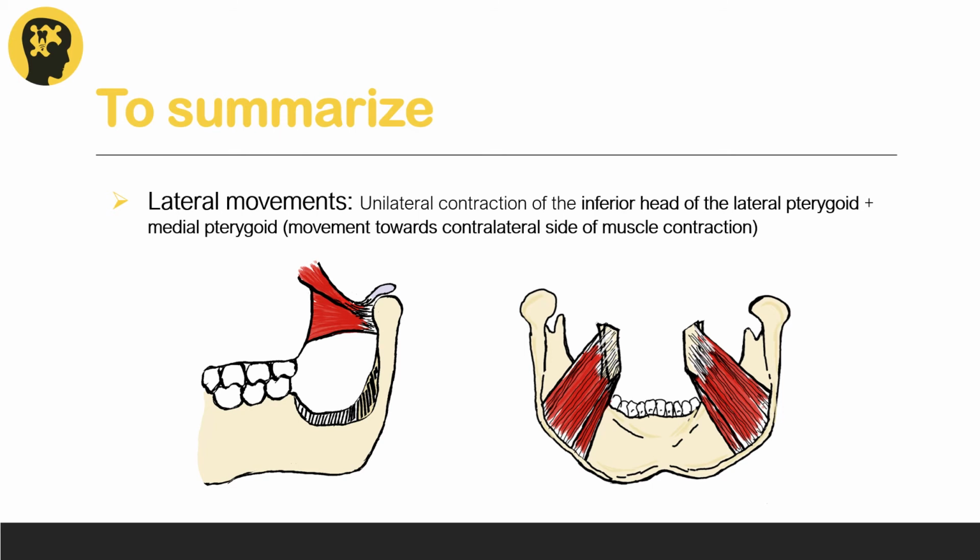Lateral or side-to-side movements are brought on by the unilateral contraction of the inferior lateral pterygoid and the medial pterygoid. So let's revise this again. If these two muscles on the left side were to contract, the mandible would move to the right side. And if the muscles on the right side were to contract, the mandible would move to the left side. So this is what is called contralateral excursion.